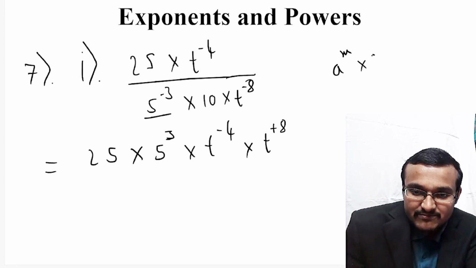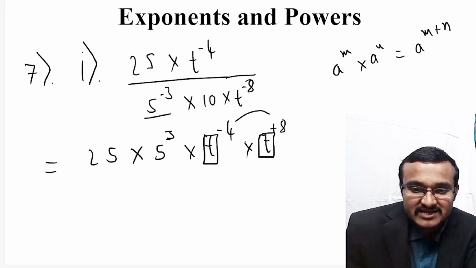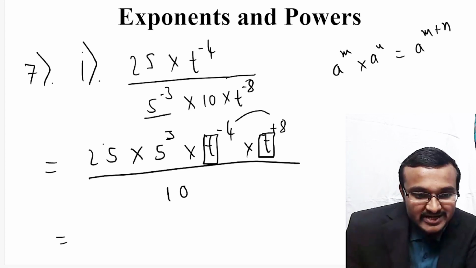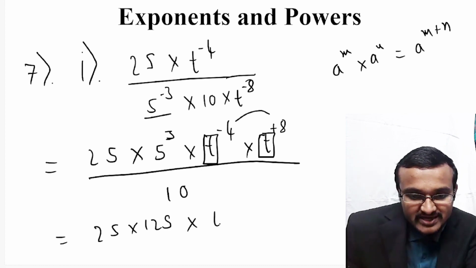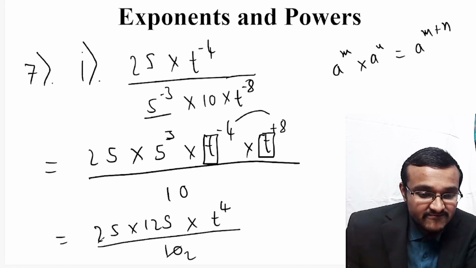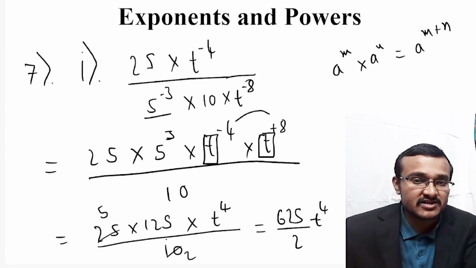We know that a power m into a power n will be equal to a power m plus n. Here in the place of a we have t, here also in the place of a we have t. So you can add this minus 4 and plus 8. In the denominator 10 will be there as it is. Now you can solve this. 25, here 5 power 3 will be 125. So 25 into 125 into t power minus 4 plus 8, so that is actually plus 4, divided by 10. So 5 2s are 10, 5 5s are 25. So 125 into 5 will be 625. So 625 divided by 2 into t power 4 is the answer for the first question in the 7th question.